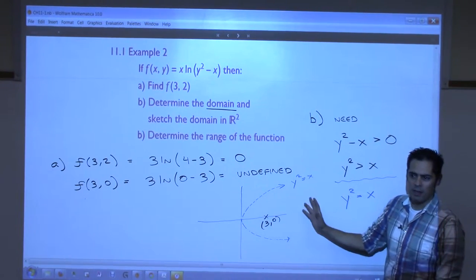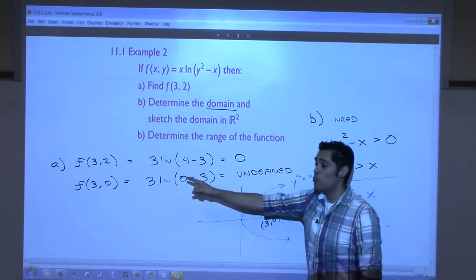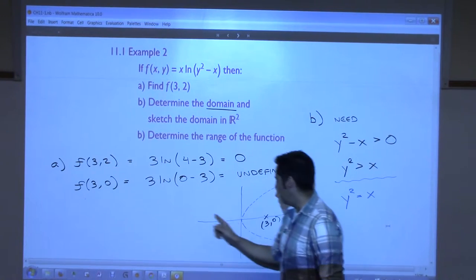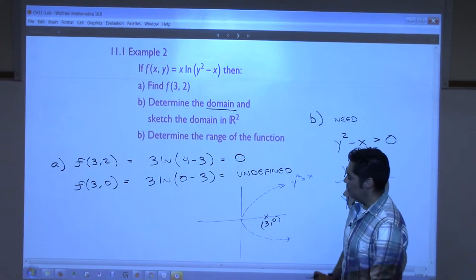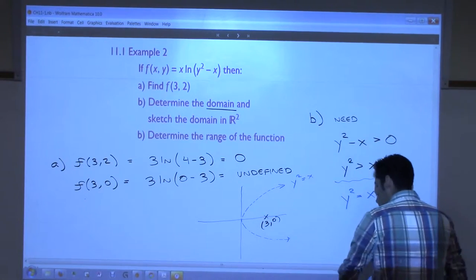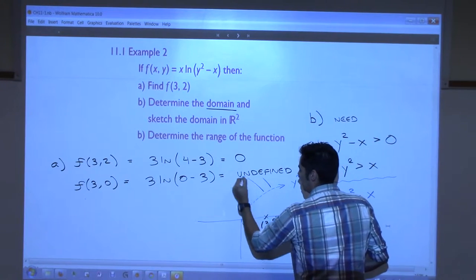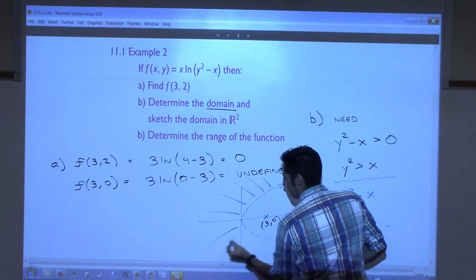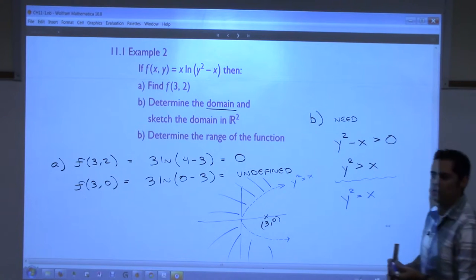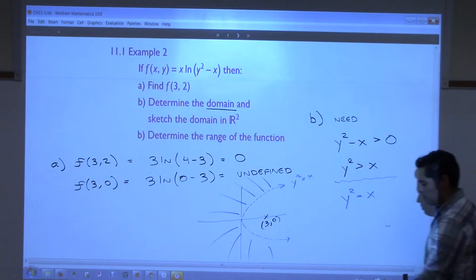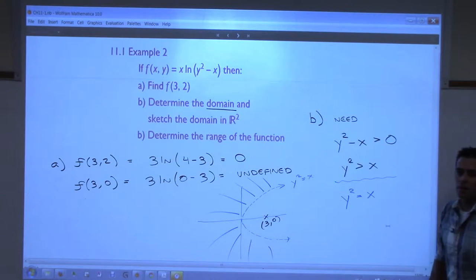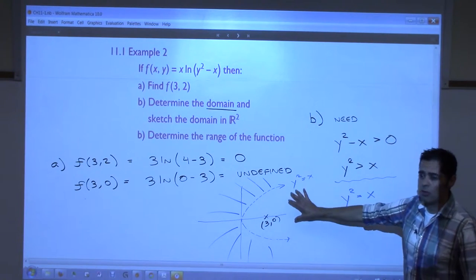You could go and keep checking others. Now, a point that did work was 3, 2, right? And that point, 3, 2, can't tell, but it's outside of here. So what I know is that my domain should be on this side of the parabola. Make sense? Are there any questions? I've graphed it in two-dimensional space. That is the domain of the function, visually.